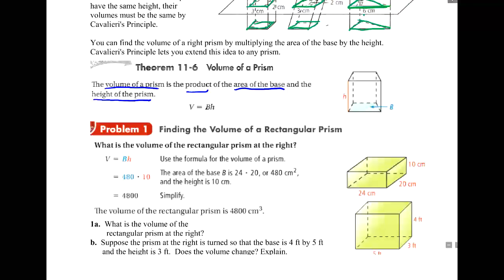So we have our formula right here. Volume is area of the base times the height of the prism. All we have to do is identify the base. You know that a prism's bases are the two parallel congruent sides. The bases are parallel and congruent faces.